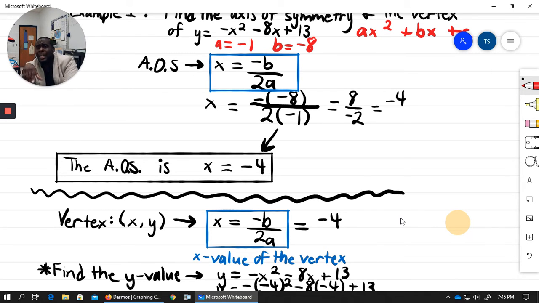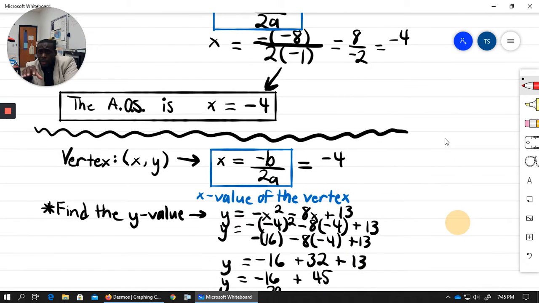Now, guys, if you're asked to find the vertex, you're going to have to write it as an ordered pair, because the vertex, again, is that point in the middle of your parabola, usually either at the bottom or at the top of the parabola, depending on the shape of your parabola. If it's a U shape that's opening up, or if it's a U shape that's opening down. But again, the vertex, if we're asked to find that, you're going to have to write that as an ordered pair.